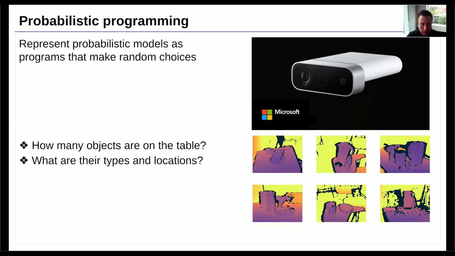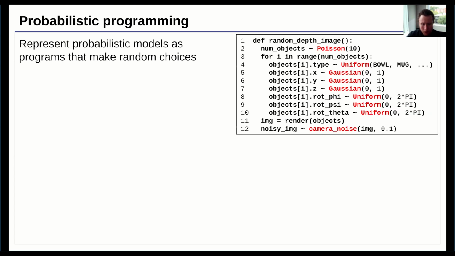In practice, we might use a depth sensor, such as the Microsoft Kinect, to make this type of inference. The way we use probabilistic programs to attack this problem is by writing a computer program that specifies a prior probability distribution over the range of images we might encounter in the real world.